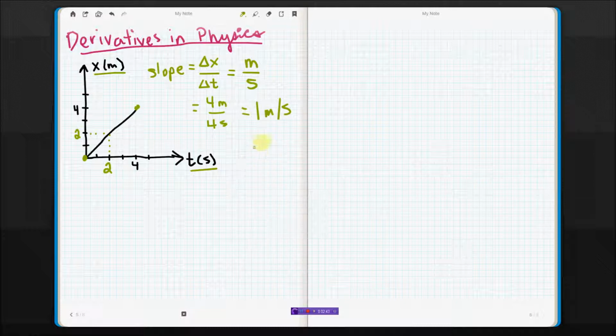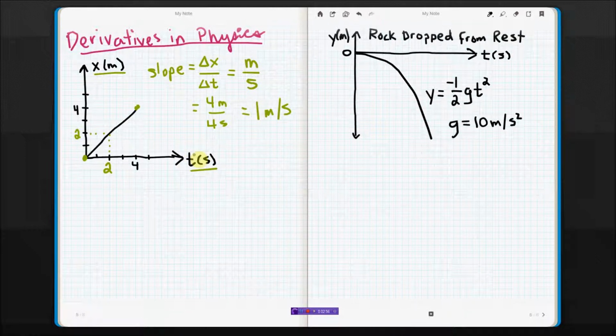But what if you have, like yesterday, a graph that is not a nice straight line? Could we find the slope and therefore the velocity from this graph? And the answer is yes. I'm just going to pause this for a second and draw another graph.